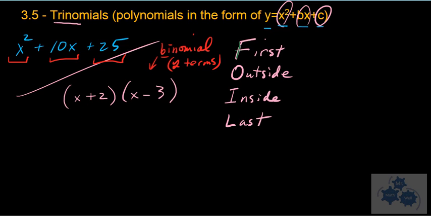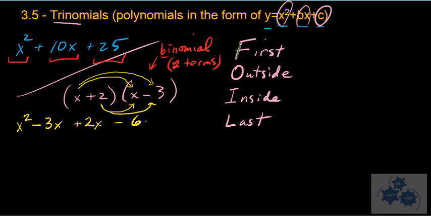So FOIL method, there's a little bit of a shortcut. So first terms, we multiply those together, we get x squared. Outside terms, this one times that one. Consider the sign, x times negative 3 turns into a minus 3x. Now we move to inside, so 2 times x is plus 2x, and 2 times negative 3 is minus 6. Okay, is everyone okay there so far? FOIL method, all right? Something you should be familiar with.